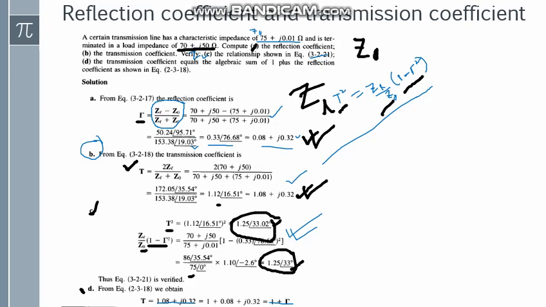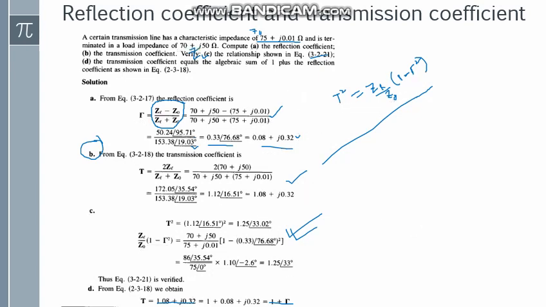And the fourth part, the B part: the transmission coefficient equals the algebraic sum of 1 plus the reflection coefficient. That means we have to prove that transmission coefficient T is equal to 1 plus gamma. So if we put in the transmission coefficient, we get this, and if we put 1 with the gamma, we get T. So that can be verified also. So in this problem, we have found four things according to the equations and other laws of reflection coefficient and transmission coefficient.